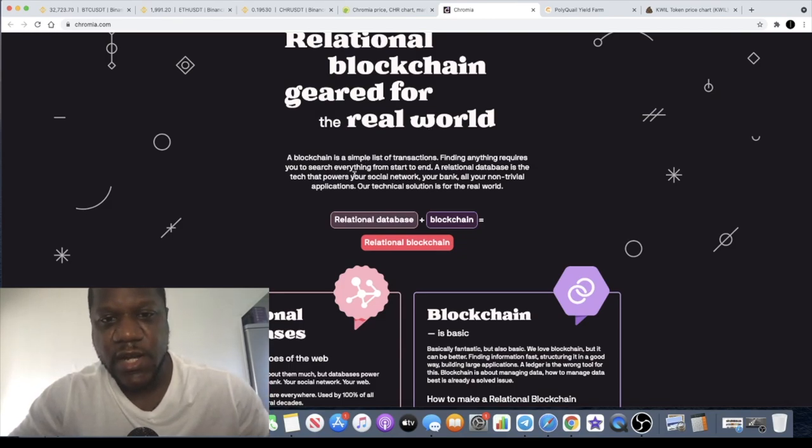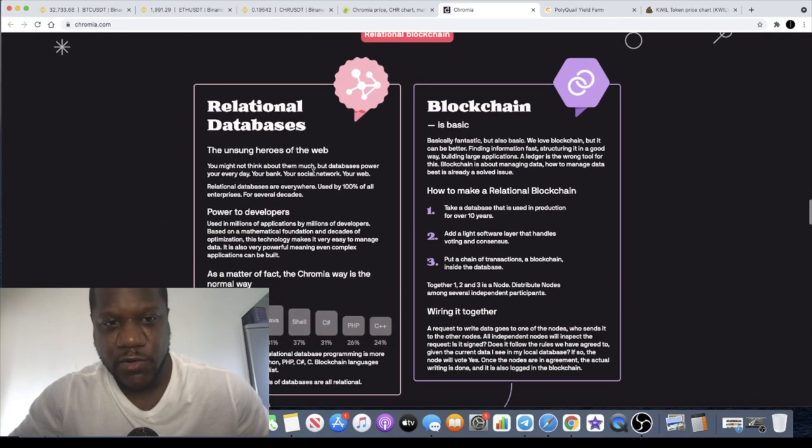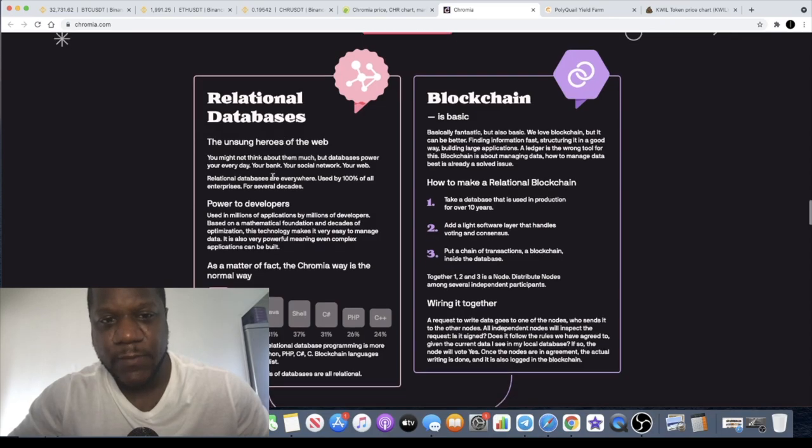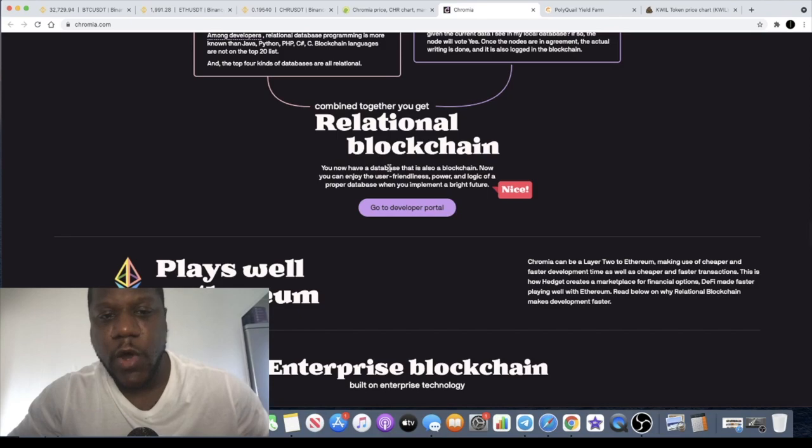Okay, so it's a blockchain with a simple list of transactions. Finding anything requires you to search everything from start to end. A relational database is a tech that powers your social network, your bank, all your non-trivial applications. Our technical solution is for the real world. Okay, so it's relational databases. Okay, guys, so it's basically able to integrate with real world projects and platforms at the moment.